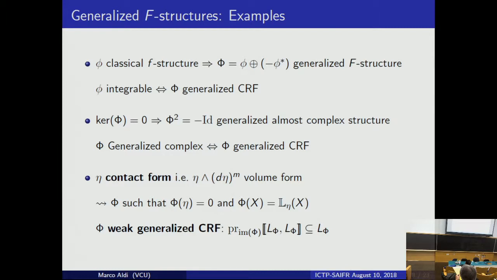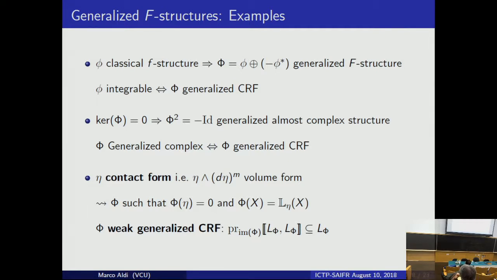Okay, so let's see some examples. First of all, you recover the classical case. If phi is a classical F structure, then you can construct a generalized F structure, capital Phi, by taking the direct sum of phi with minus phi star. And again, phi is integrable if and only if capital Phi is a generalized CRF structure in the sense of Vaisman.